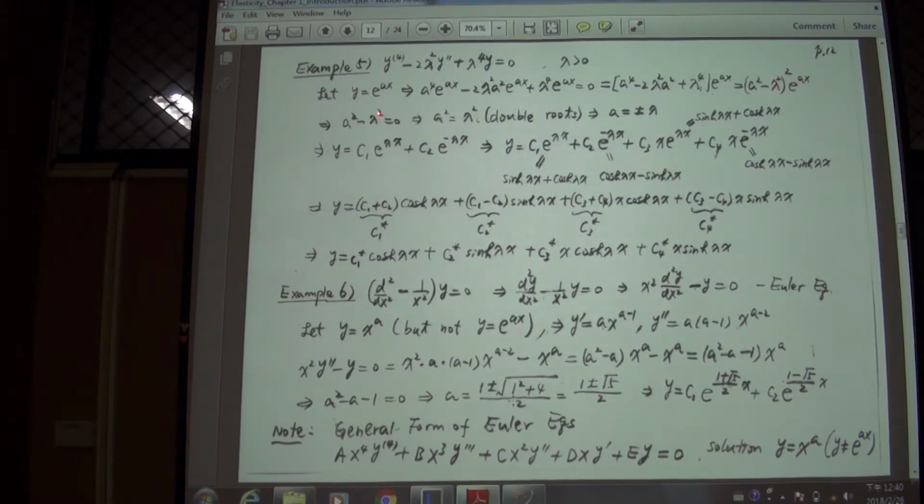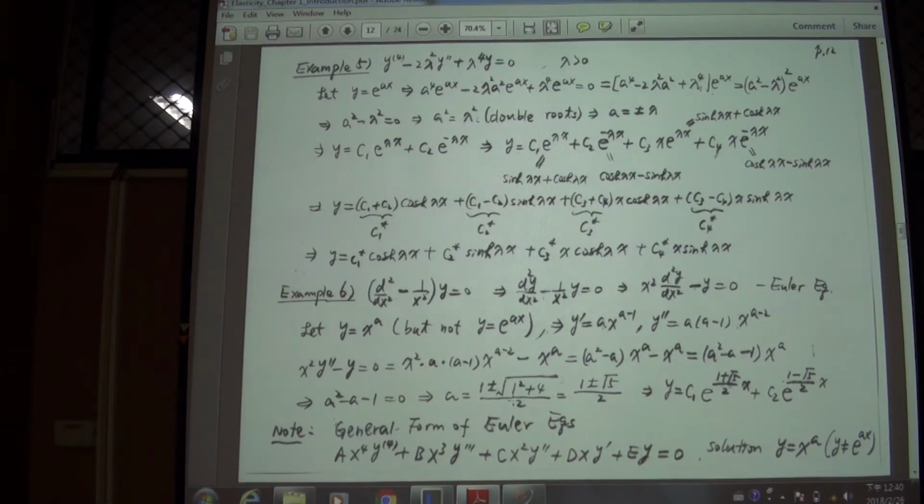So we have this one equals 0, and then a squared equals lambda squared. This is a double root case. And then we take the square root to get a equal to plus or minus lambda, which are double roots. That means a equal to lambda is a double root, and a equal to minus lambda is also another double root.